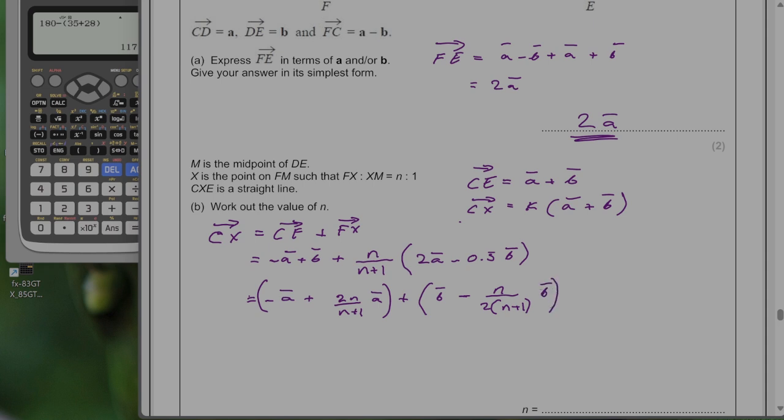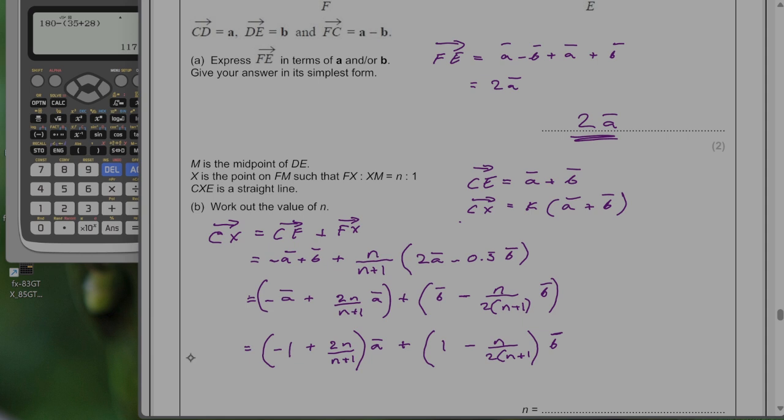Right. So what I'm going to do now is take a out as a factor. That would give me minus 1 plus 2n over n plus 1 lots of a, plus, and I'm going to do the same for b, 1 minus n over 2 lots of n plus 1, b.